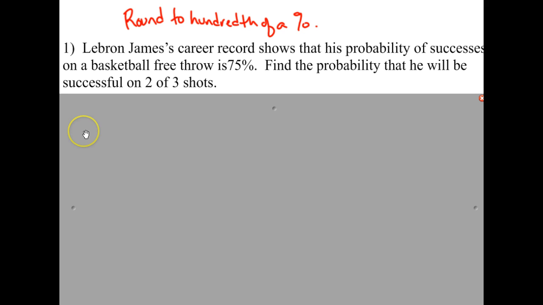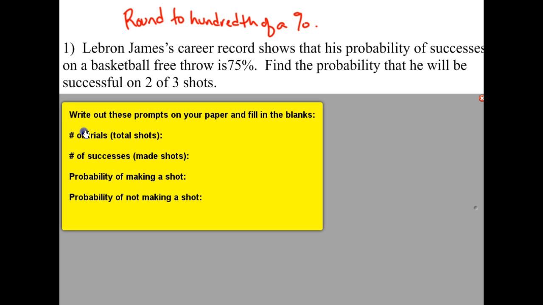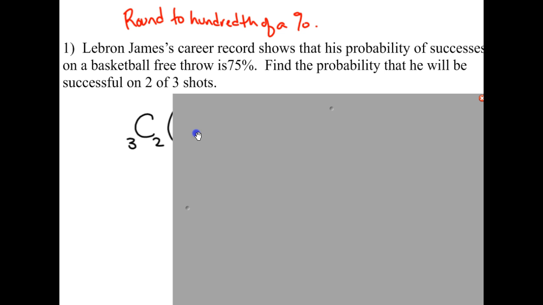Okay, so let's start by identifying all the facts that we know. What's the number of trials? What's the number of successes? What is the probability of success? What's the probability of not being successful? So he's going to shoot 3 shots. He's going to make 2. Again, if you mix those up, it's going to come out 0. It just won't work. Then I need some probabilities.